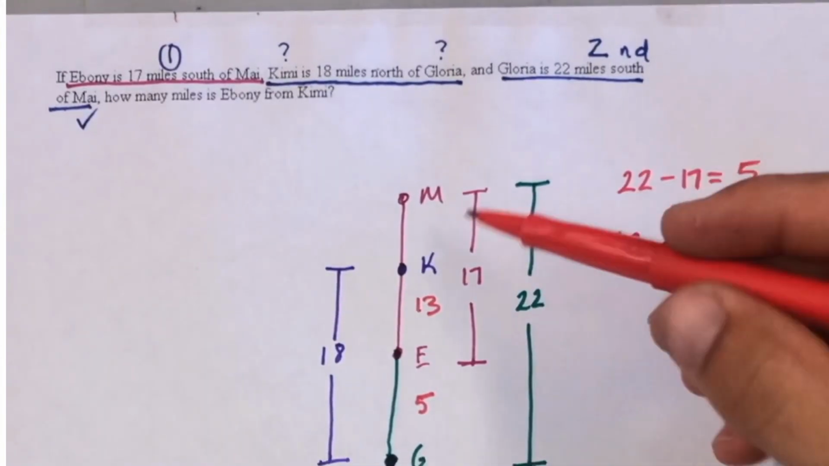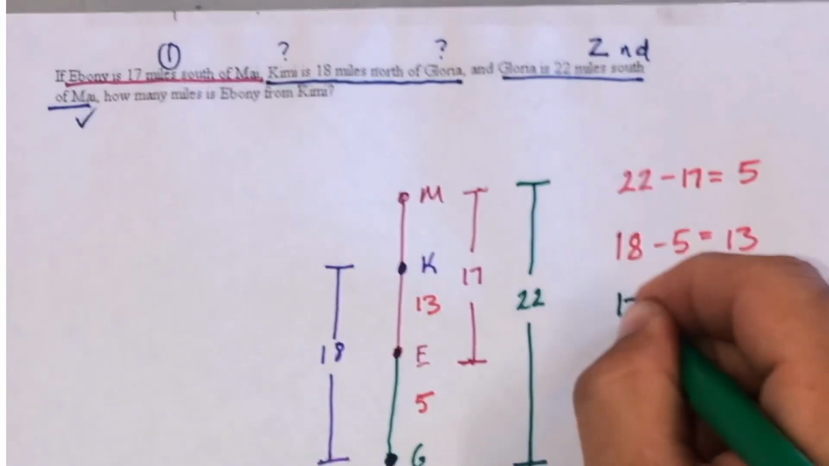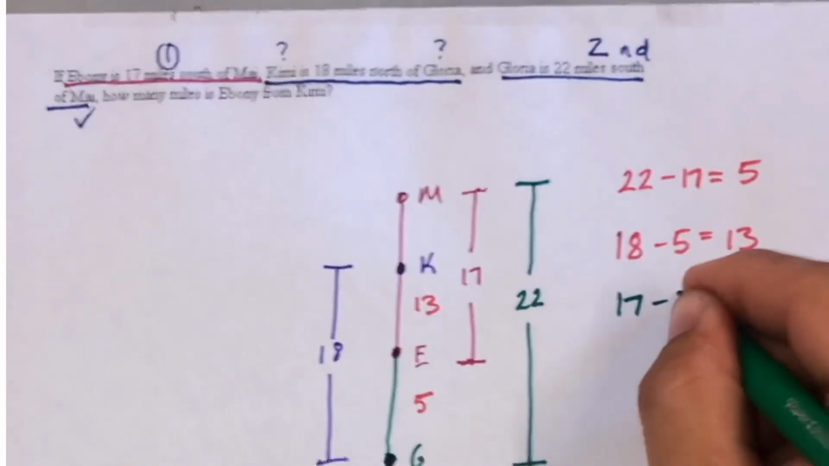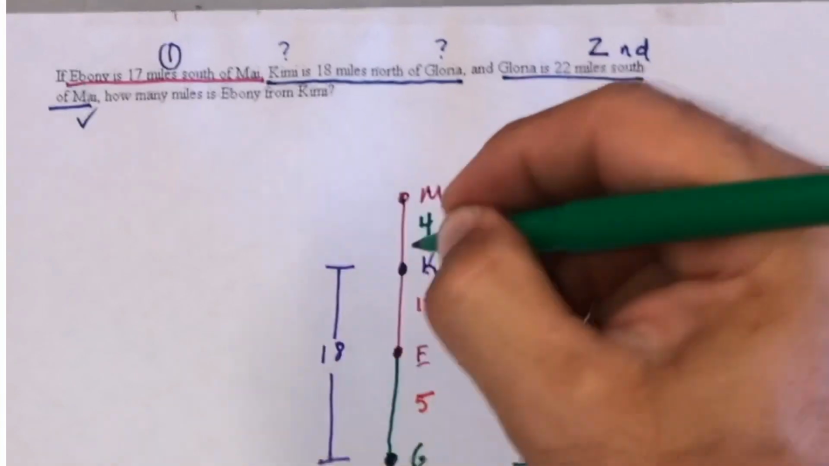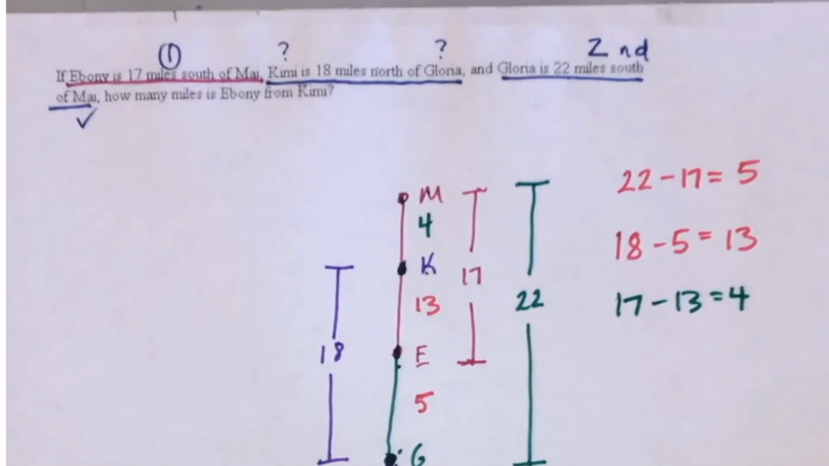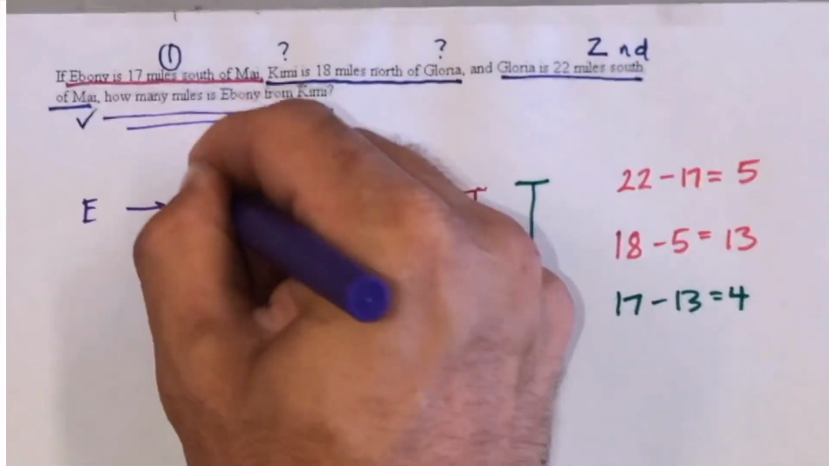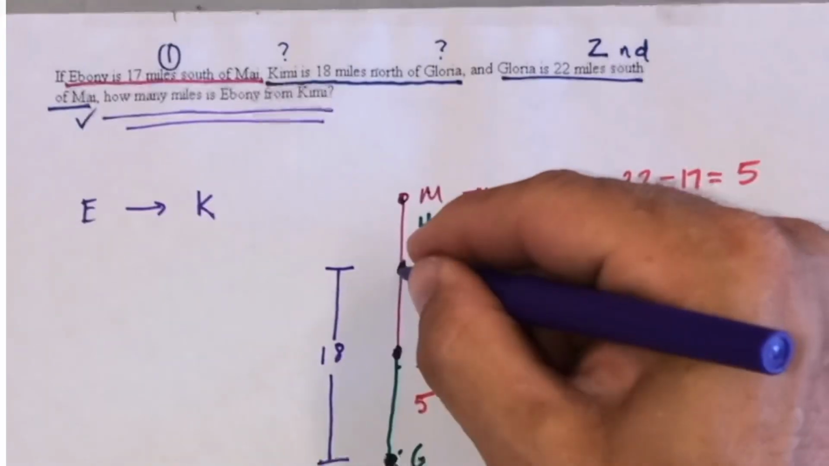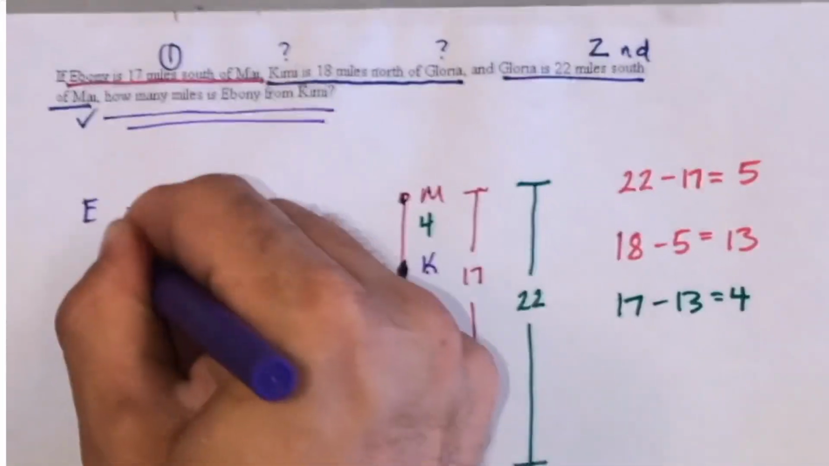And now that gives me another piece. Because I know from Mai to Ebony is 17, and from Kimmy to Ebony is 13, I know that Mai to Kimmy is 4. So I'm able to actually plot the distance between all of these persons on this line here, so that no matter what they ask me, I could find that out. But in this case, I asked from Ebony to Kimmy, which is right here, Ebony to Kimmy, which is equal to 13.